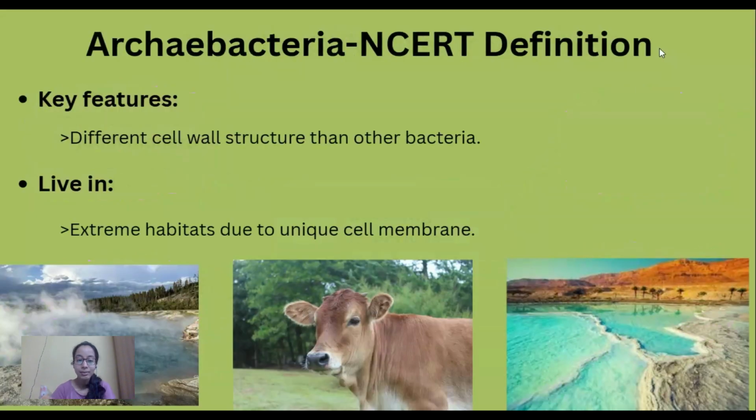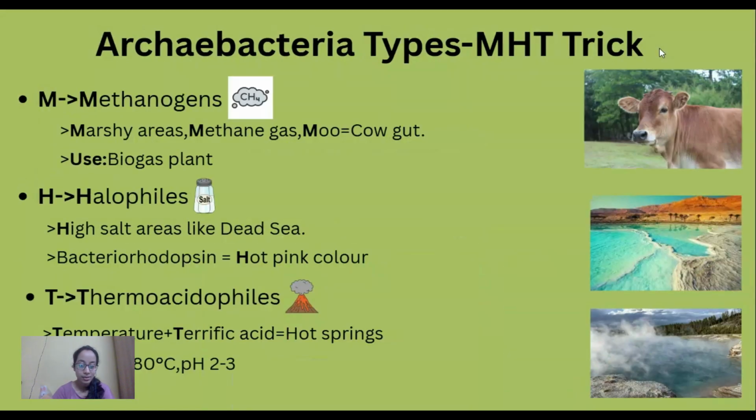Archaebacteria. Archaebacteria are ancient bacteria. The NCERT key line is that they have a different cell wall structure compared to other bacteria. This unique cell membrane helps them survive in extreme habitats where nothing else can. There are basically three types: Methanogens that live in the marshy areas and in the guts of cattle or cow. They produce methane and are used in biogas plants.